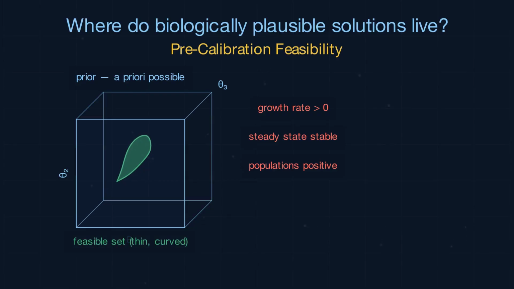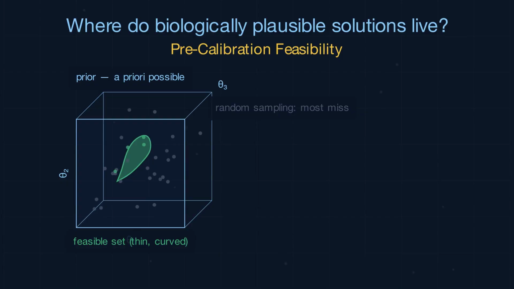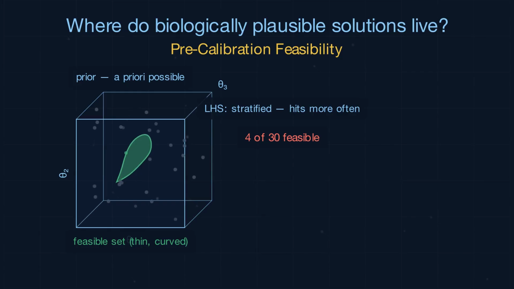Another. After every constraint has sliced through the cube, what remains is almost never a nice big ball. It is a thin, curved sliver. A warped sheet, occupying a tiny fraction of the original volume. And it isn't round, it twists. Now imagine scattering random samples into the cube. Most miss the sliver entirely. They land in gray regions, in infeasible configurations. Only a few by luck land on the thin feasible surface.